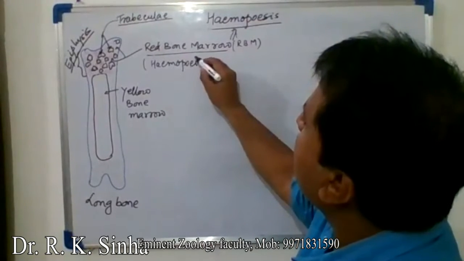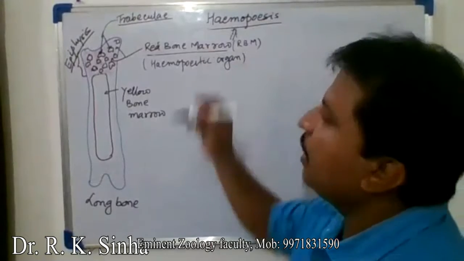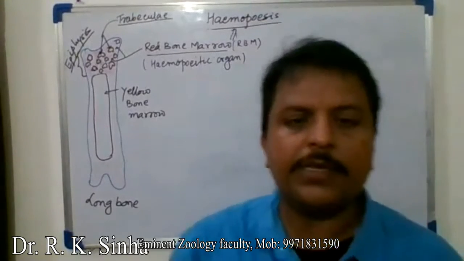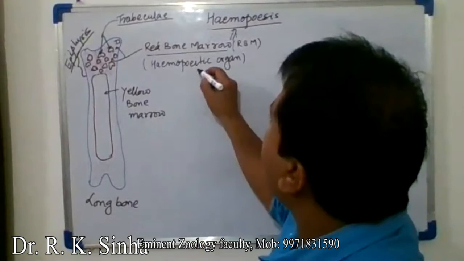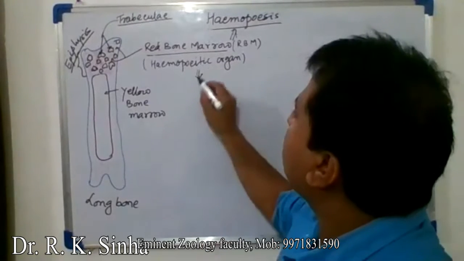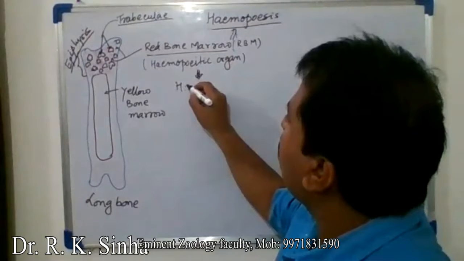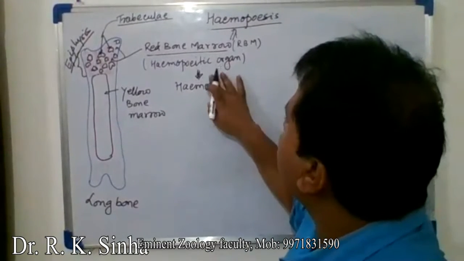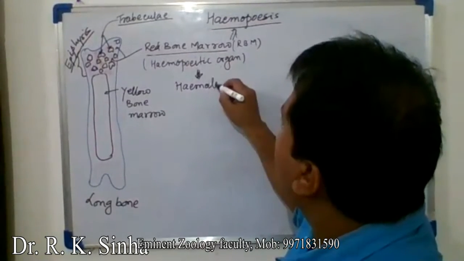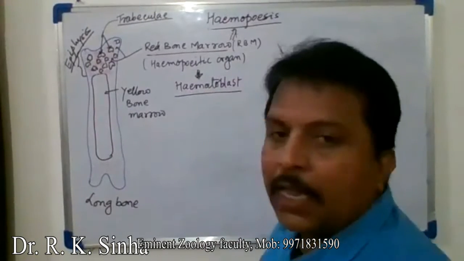So this is haemopoietic organ. So in this red bone marrow, there is a specialized progenitor cell, and this specialized progenitor cell is known as hematoblast. This is hematoblast. Is it clear?